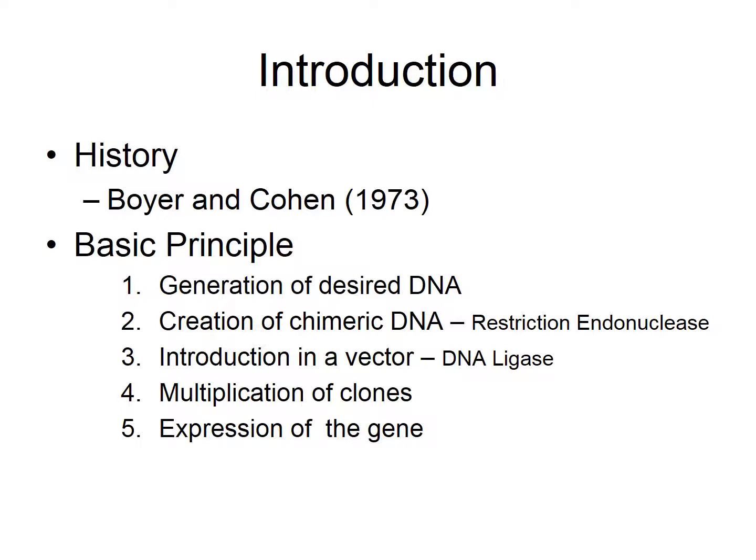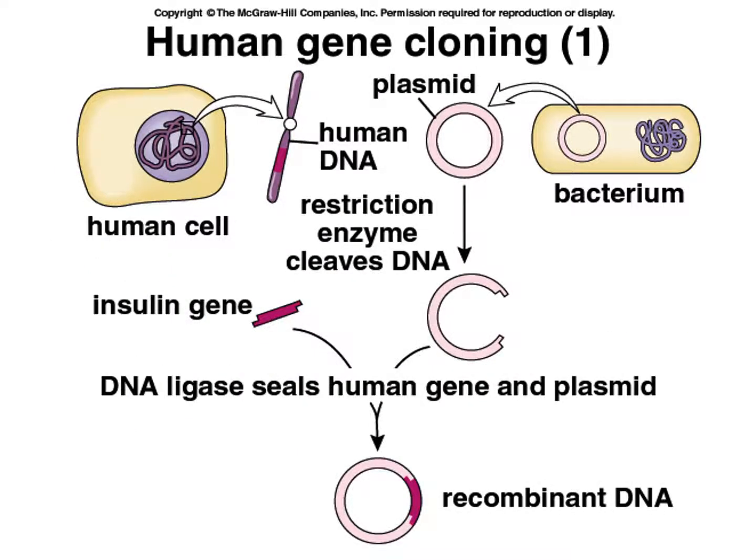Now, once the DNA of interest is introduced into the vector, the entire chimeric DNA-containing bacteria undergoes cloning, and there is an expression of this particular desired gene of interest into many folds. So basically, if I have to express it in this particular picture, it appears something like this.